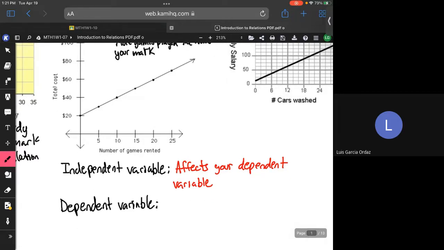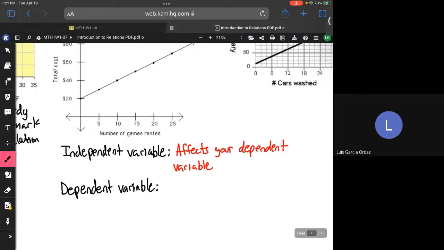So what would you say the definition of a dependent variable is? Dion? Yep. So your dependent variable depends on what your independent variable is. Hence the word dependent.